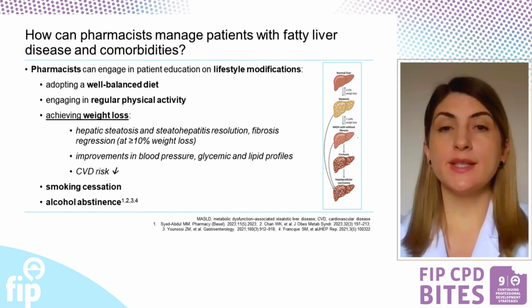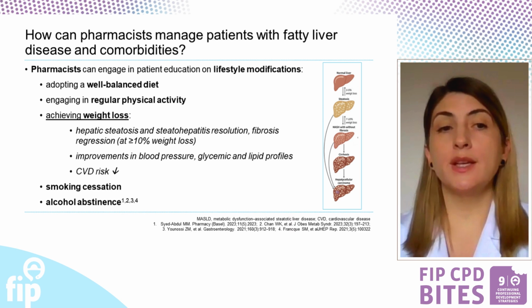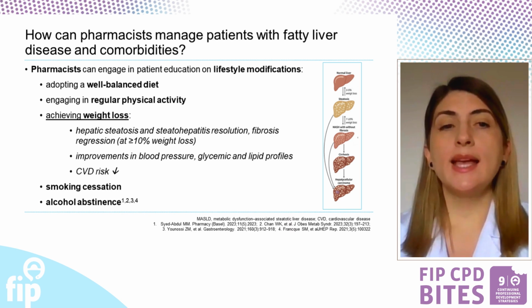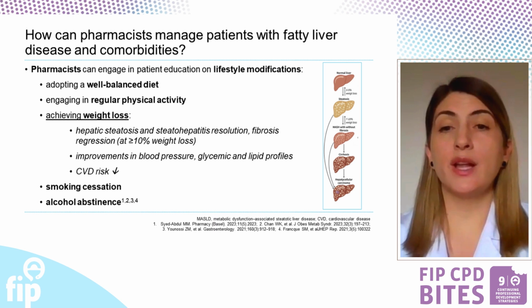Firstly, pharmacists can engage in patient education on lifestyle modification, such as adopting a well-balanced diet, engaging in regular physical activity, achieving weight loss, quitting smoking, and eliminating alcohol consumption, as this can improve both MASLD and the cardiometabolic and general health of the patient.